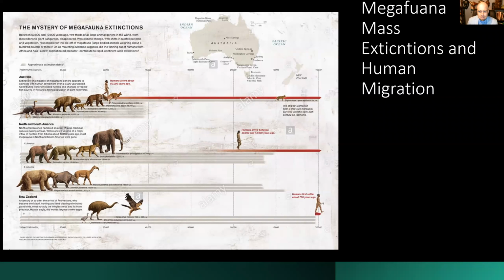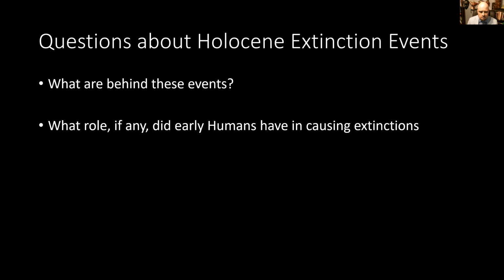And there's a debate back and forth about what explains each of these extinctions and what role, if any, humans had in each of these. So is this all a big coincidence, or are there specific local factors that caused the extinctions of these large creatures in these different environments? And what is behind these events, and what role, if any, did early humans have in causing extinctions?